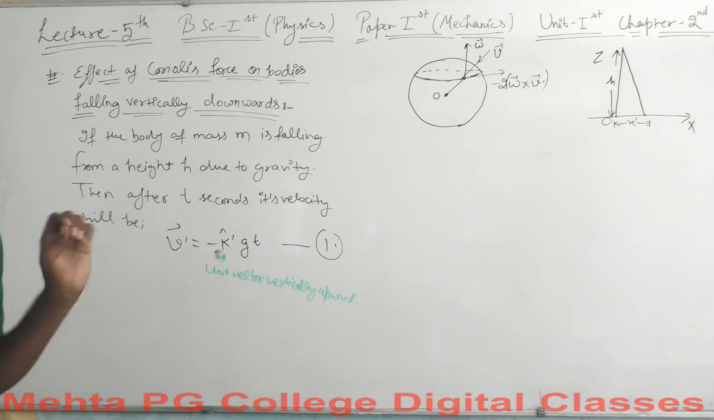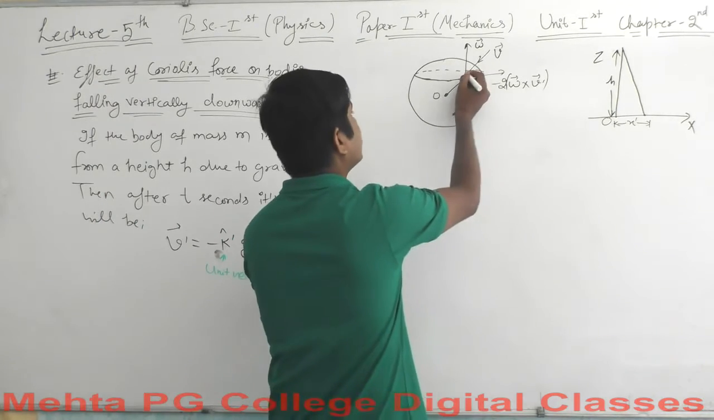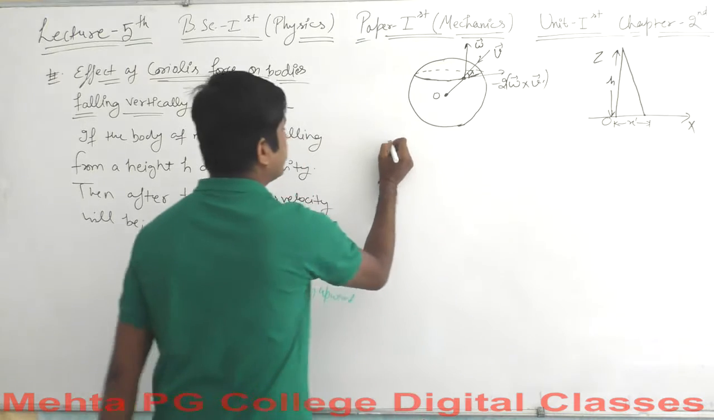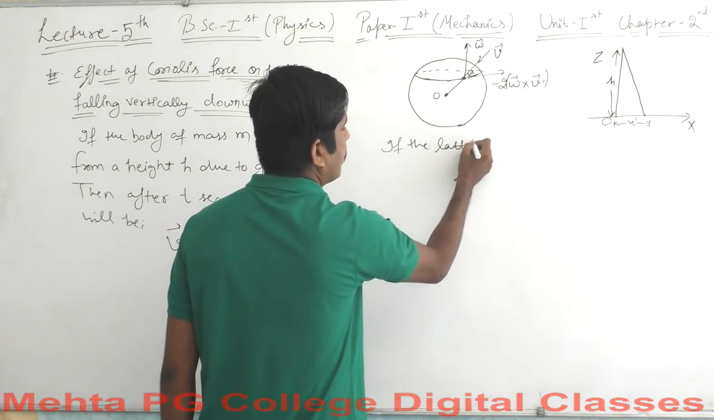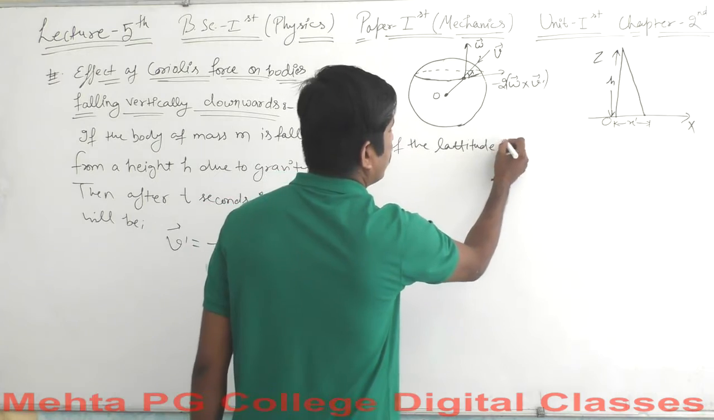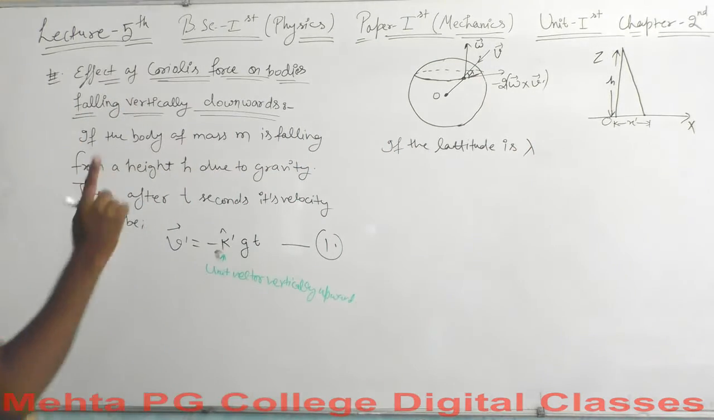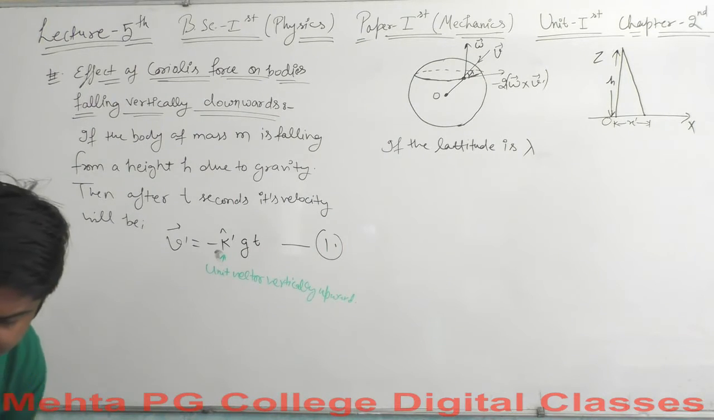Okay, so from the center, let's say the angle of latitude is lambda. This is the latitude here. Let's say the latitude angle is lambda for the particle which is at this particular point. Let's say the latitude is lambda here, then the angular velocity of the rotational reference frame.